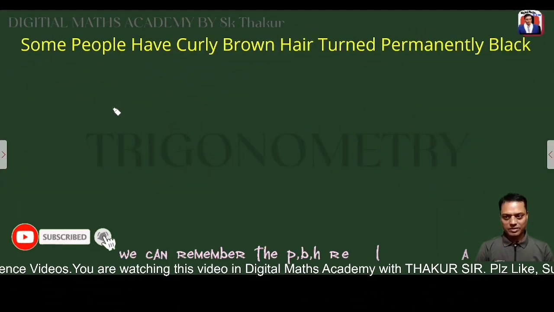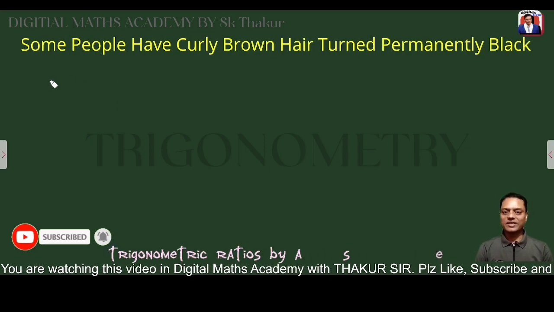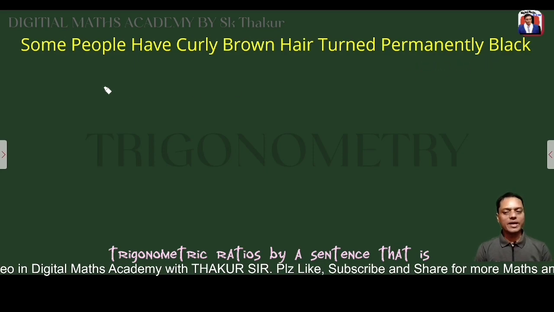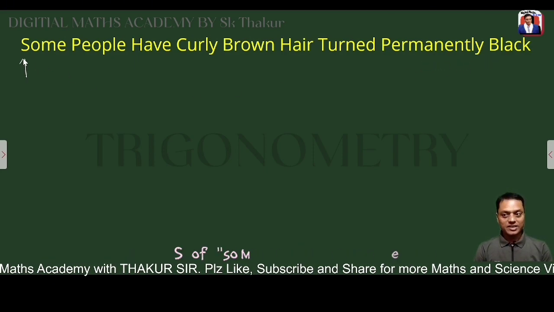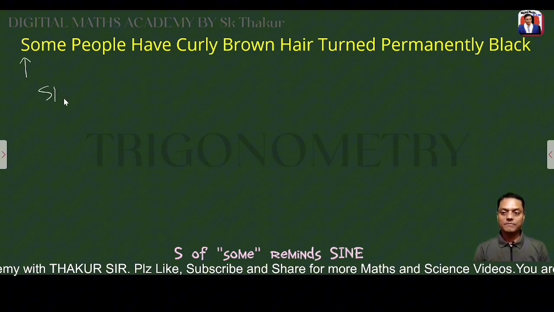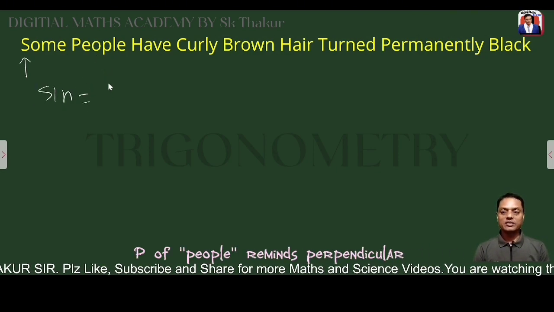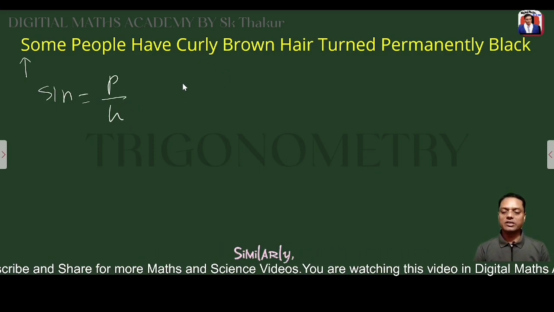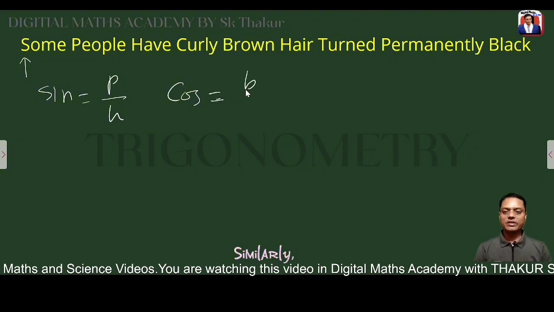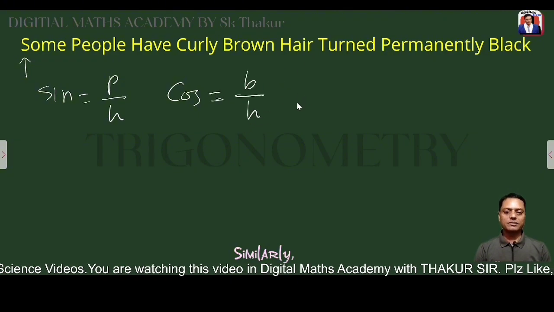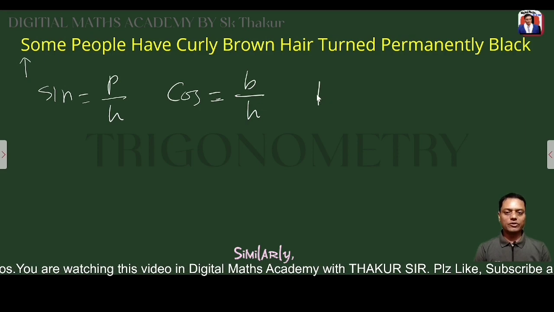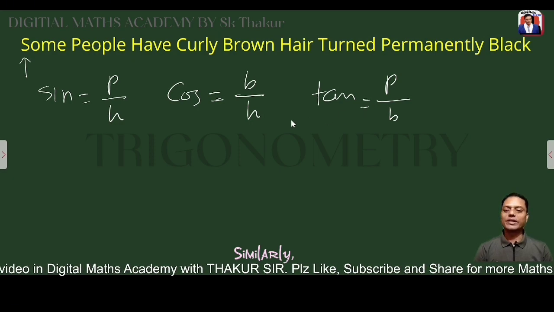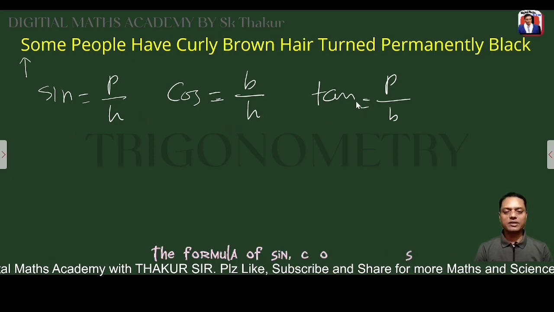We can remember the previous trigonometric ratio relations by a sentence: some people have curly brown hair turned permanently black. Here, S of some remains sine, P of people remains P, H of have is H. Similarly, C is cos, B is base, H is hypotenuse, and T is tan, that is P by B. So you can easily remember the formulas of sine, cos and tan.